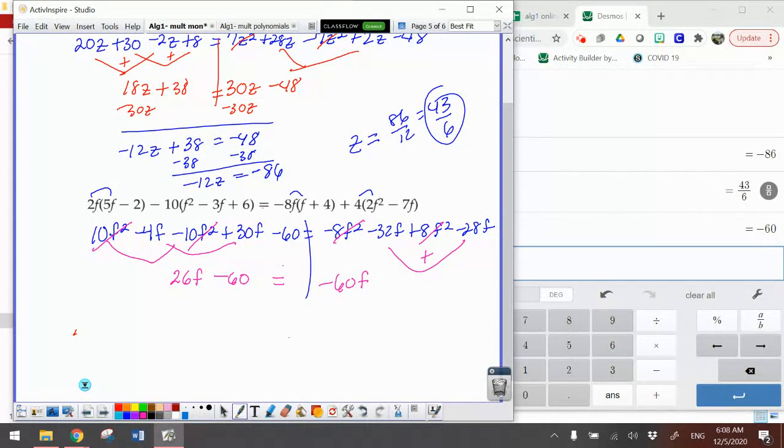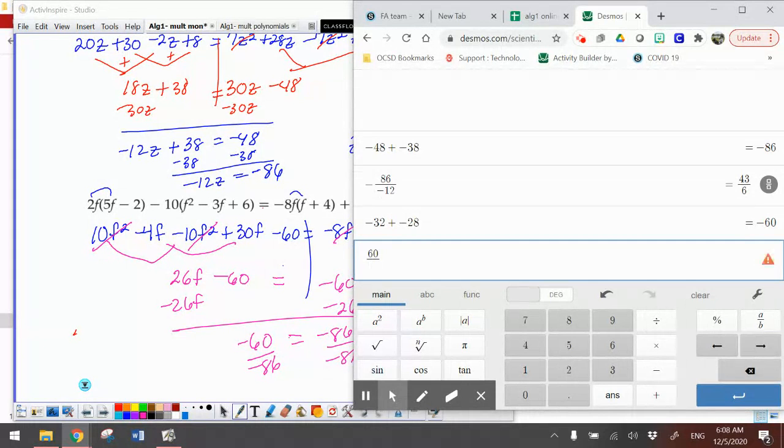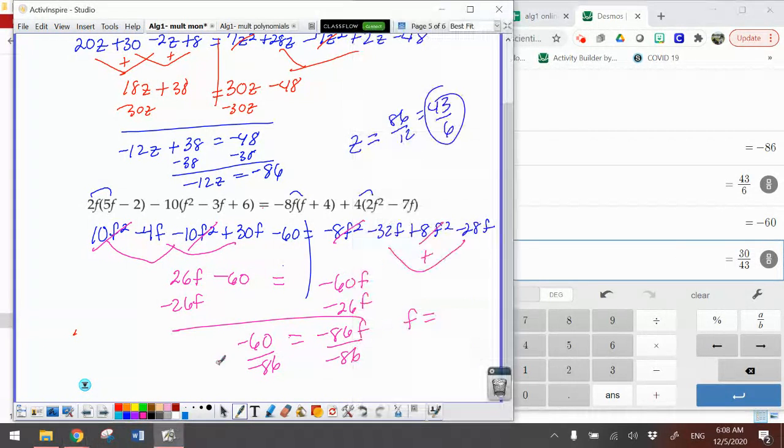And I need to move my 26f to the other side. So minus 26f. So negative 60 is going to equal a negative 86f. Divide by my negative 86. And again, I'm going to get a fraction here. So f is equal to, and I can go ahead and divide these, 60 divided by 86. And I'm not going to deal with the negatives because I know negative and negative is positive. And I come up with 30 over 43. So there is my solution.